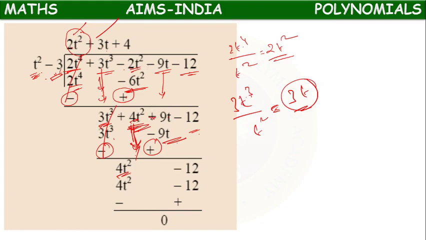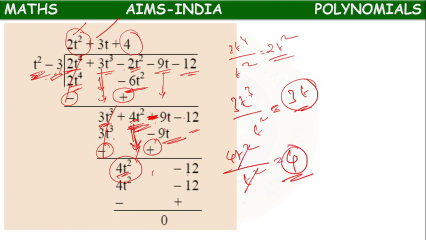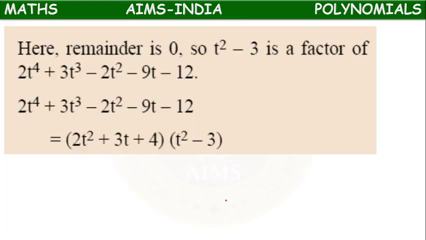Sorry, here it is minus 90. Minus 90 plus 90 cancel. What is remaining? Minus 12 is remaining. So next, 4t square. 4t square by, what is the first term here? t square. t square cancel, 4. This will be the third term in the quotient. 4 into t square, 4t square. 4 into minus 3, minus 12. So minus plus, cancel, cancel. Remainder is 0.